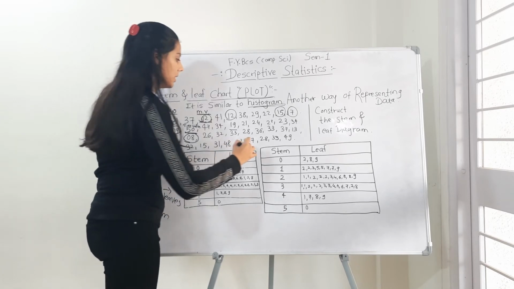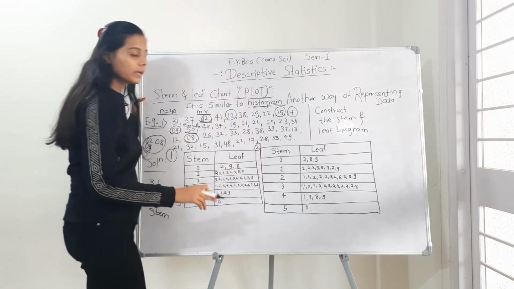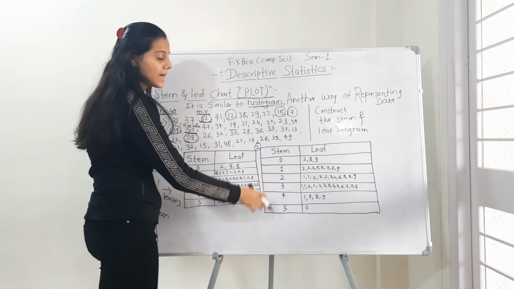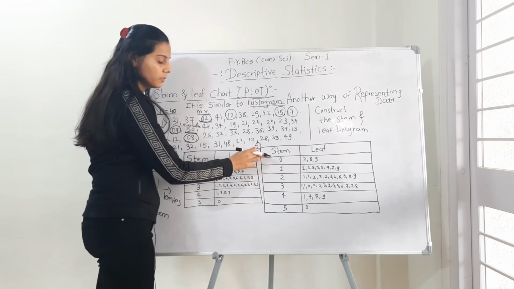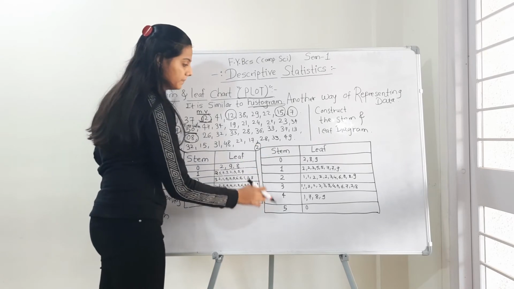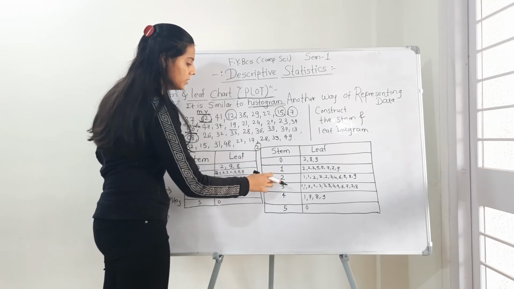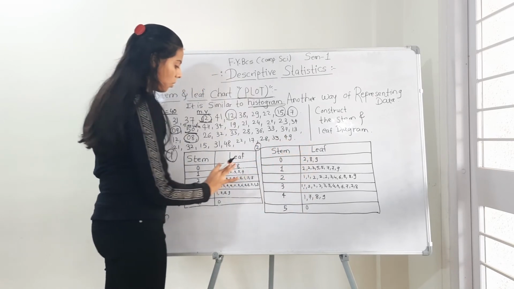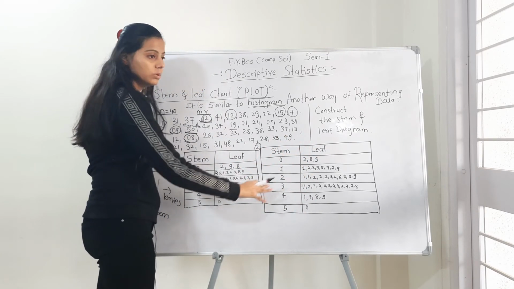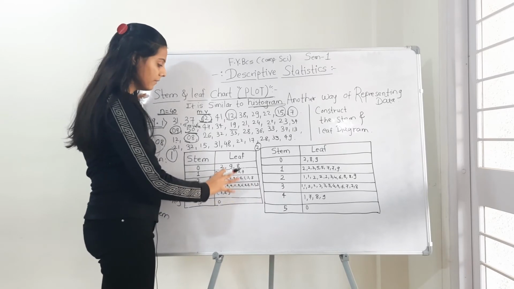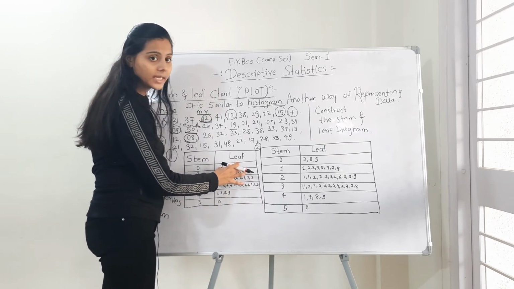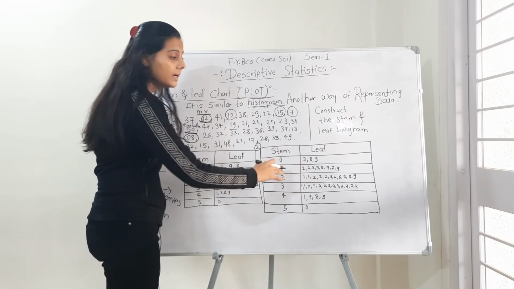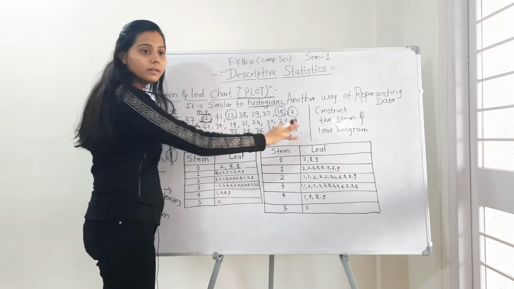Now in your second table write down the first column as it is. What is your first column? Stem. So write down 0, 1, 2, 3, 4, 5, and the second column is the leaf only. Now what do we have to do? Whatever numbers we have written here, 2, 9, 8, we have to write all these numbers in increasing order.